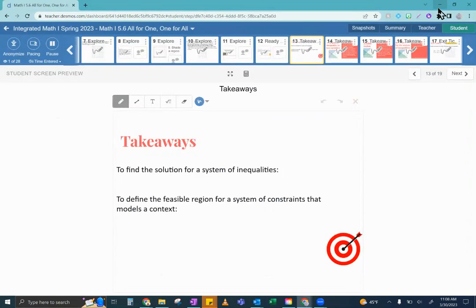Okay, so we're going to go over takeaways. So it says to find a solution for a system of inequalities, right? How did we do that? So the first thing that we did was we graphed it on Desmos, which you do need to know how to do by hand. And there's several reasons why you need to know how to do it by hand.